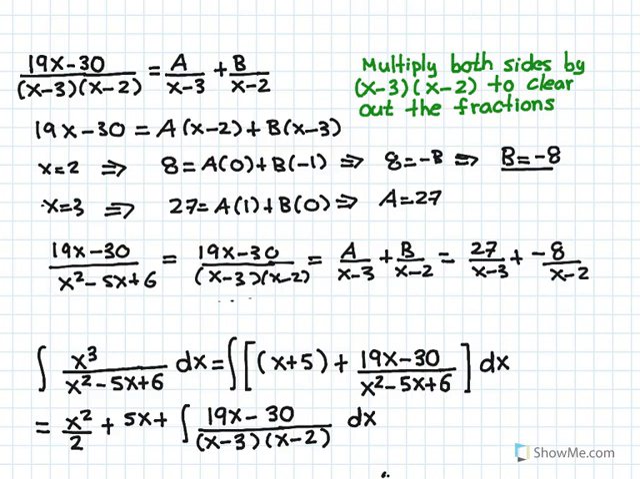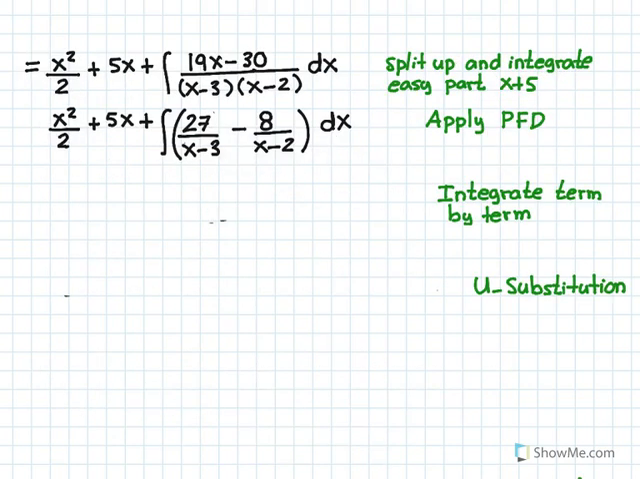So just to review, we have the integral of x cubed divided by x squared minus 5x plus 6 dx. We did long division, and we got x plus 5 plus 19x minus 30 divided by x squared minus 5x plus 6. And we integrated the easy part. X plus 5 got integrated to be x squared divided by 2 plus 5x. And then we have this integral, and we've applied the partial fraction decomposition to the integrand. All right. So now we have x squared over 2 plus 5x plus the integral of 27 divided by x minus 3 minus 8 divided by x minus 2. All right, so let's carry forward the solved integrals.